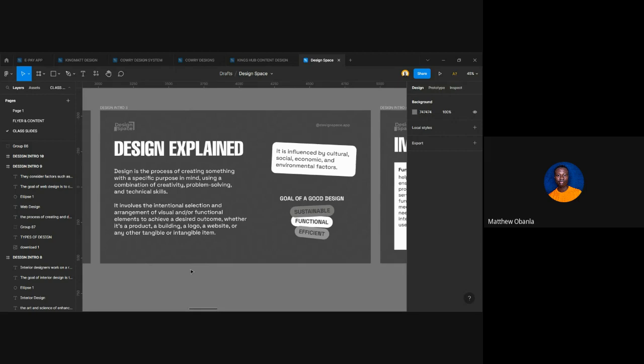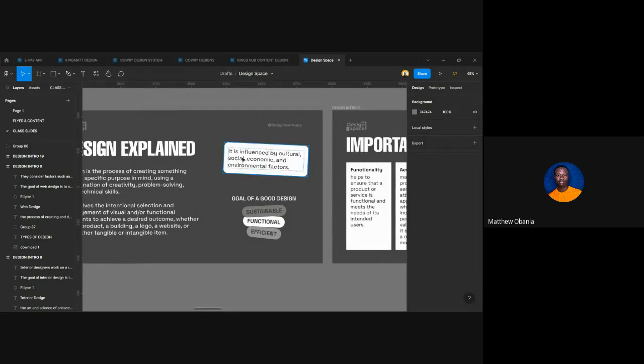Also, there's something I need you to understand about design. Design is influenced by culture. It could be influenced by culture, and by social, economic, and environmental factors. You get what I'm saying? Let me look for an example.